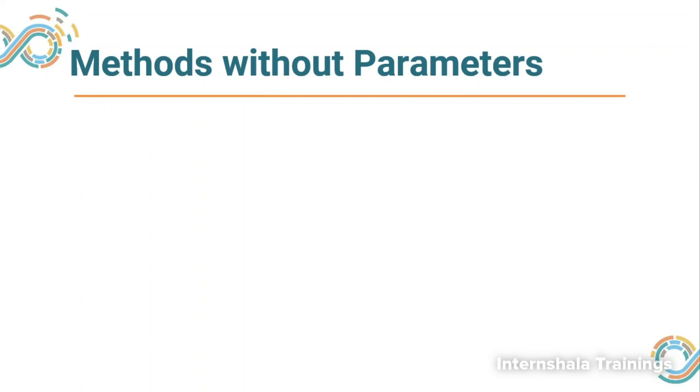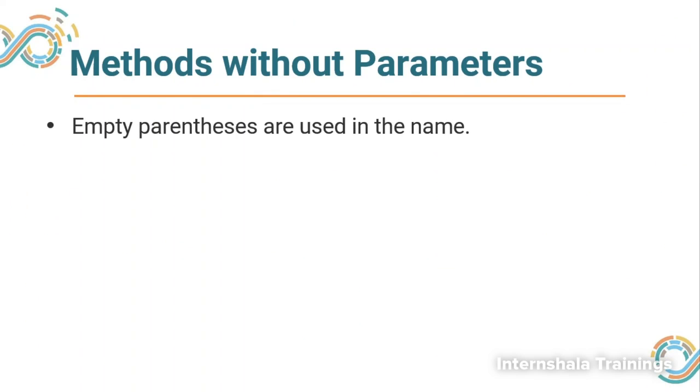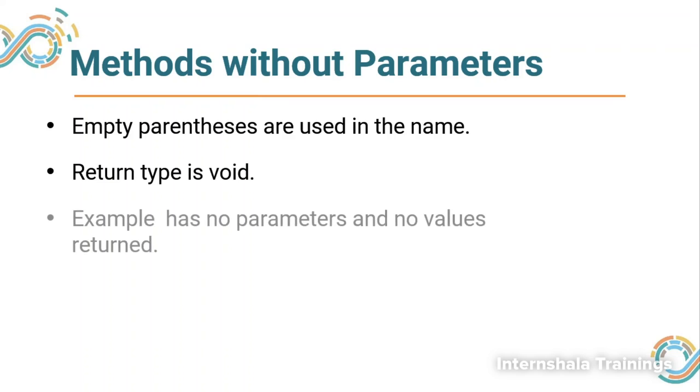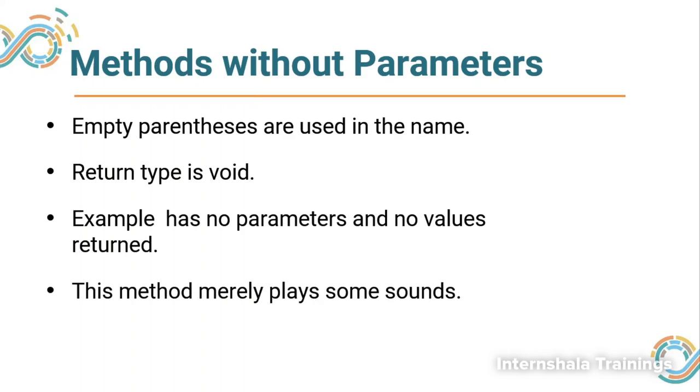There can be methods without parameters. So what can that be? These are methods where there will not be any input parameter, so the parentheses will be empty. It is going to return void. An example is where you just want to play a sound. Okay, fine. You don't need any input parameter for that.